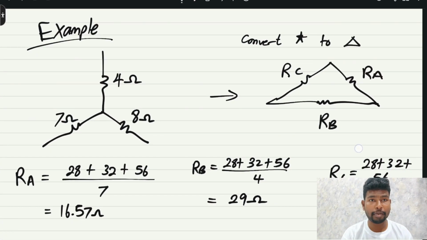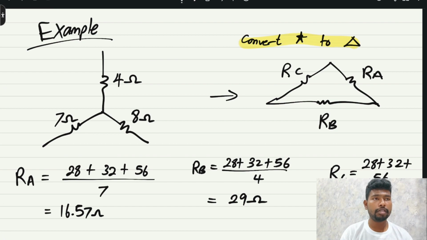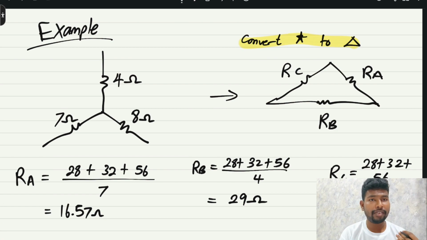Let's look at an example which gives you a better picture of the concept. This is a star to delta conversion question. Now we're going to apply the concept that we have learned, just substituting the unknowns with values. We're going to convert the star into delta. It's the same concept, super simple. Just follow my technique.